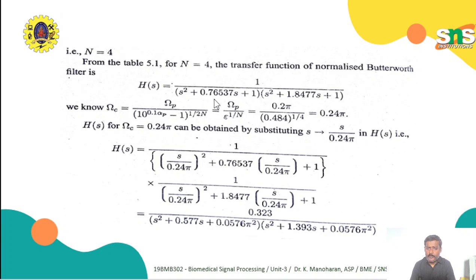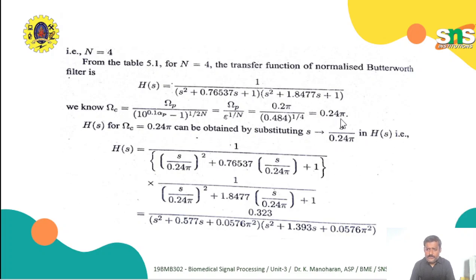Now I need to find omega c. So omega c equal to omega p divided by 10 power 0.1 alpha p minus 1, whole power 1 by 2n. So we don't have this alpha p. Instead of that I can use this as epsilon, since 10 power 0.1 alpha p minus 1 power 1 by 2 becomes epsilon. So if you replace this, epsilon power 1 by n only becomes. So omega p divided by epsilon power 1 by n. If you substitute here, 0.2 pi is omega p and epsilon value is 0.484. So 0.484 power 1 by n, so 1 by 4. So this is equal to 0.24 pi.